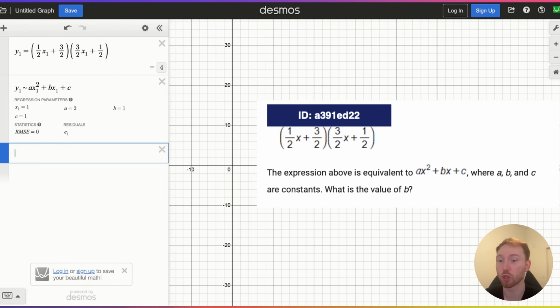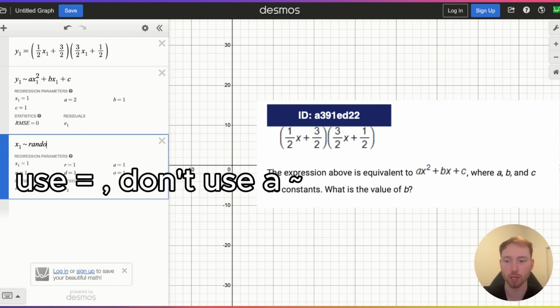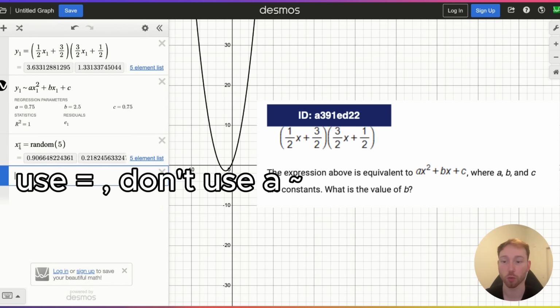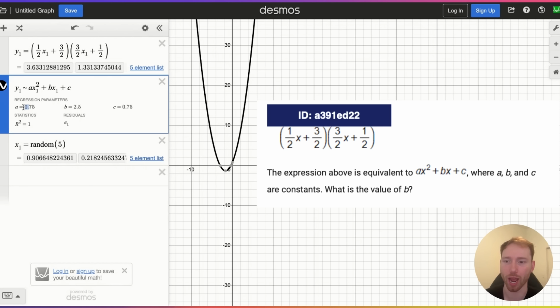So sometimes when you don't quite agree with what a constant would actually equal, you want to do this. x1 tilde random equals random 5. So x1 equals random 5. You're telling Desmos, hey, for x1, I want you to put in a random 5 numbers and then make these equations match up. In this case, you see how our a has changed to 0.75, our b has changed to 2.5, and our c has changed to 0.75.